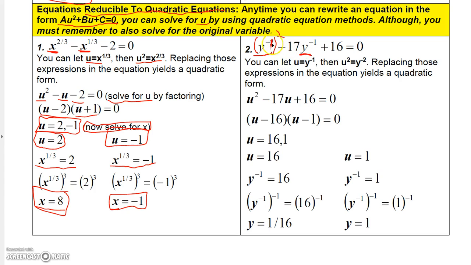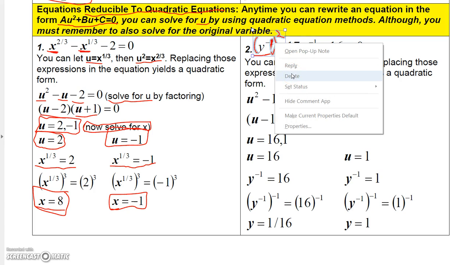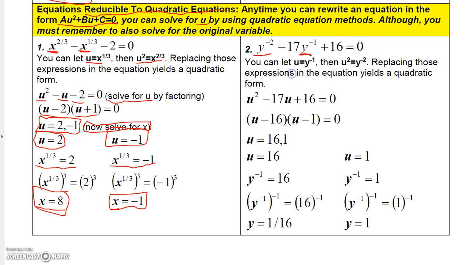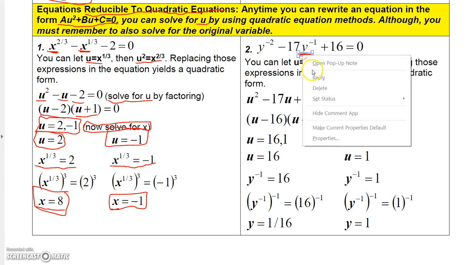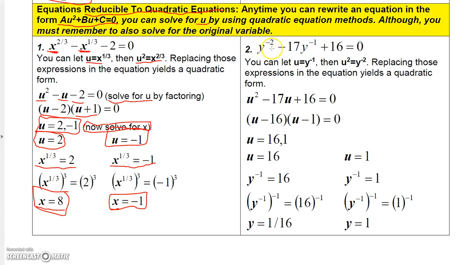So really, this y to the -2 is the same as this y to the -1 squared. And so that's the key, because if you think about a quadratic equation, you always have one variable that is the square of the other variable, and that's what we've got here. So these aren't quadratic equations, but they can be reduced to a quadratic equation in this form.